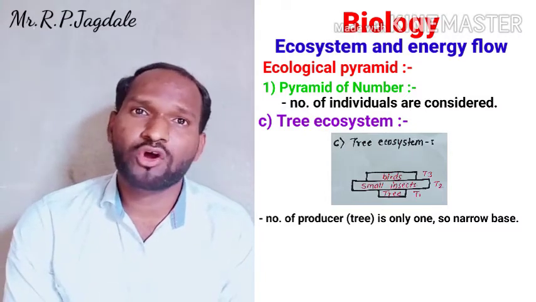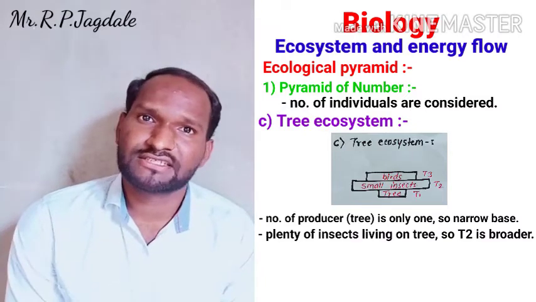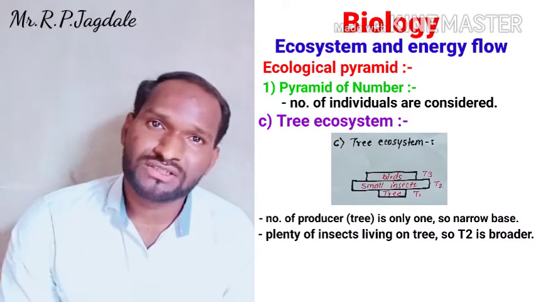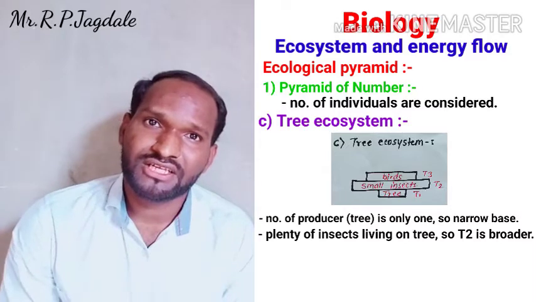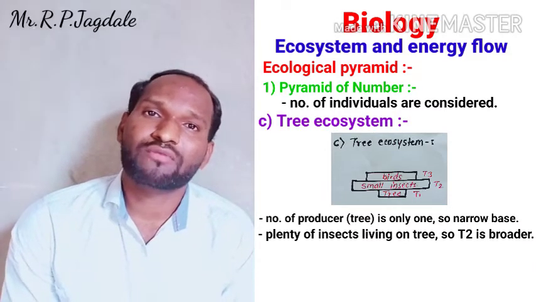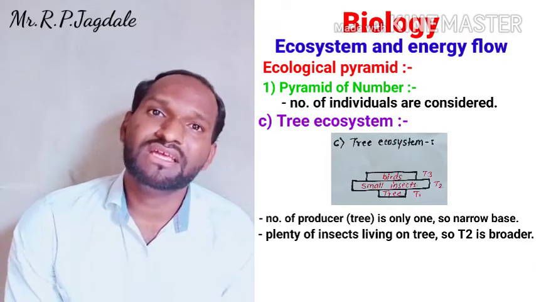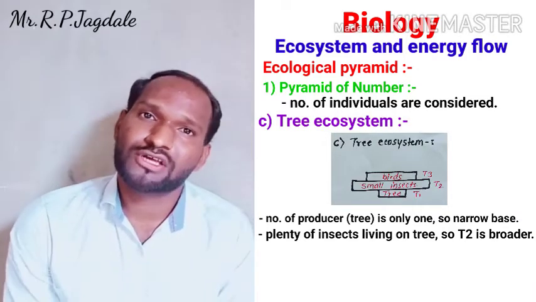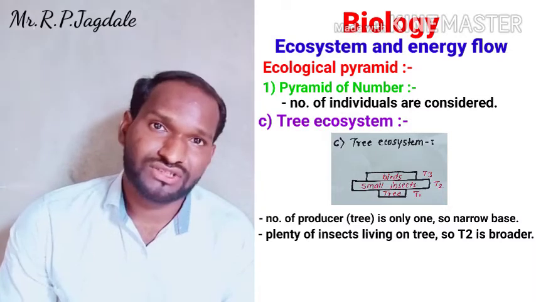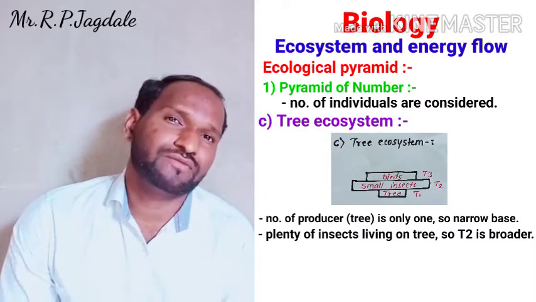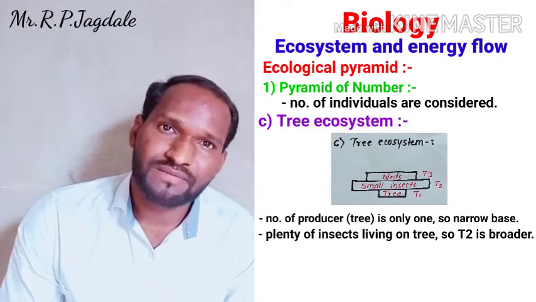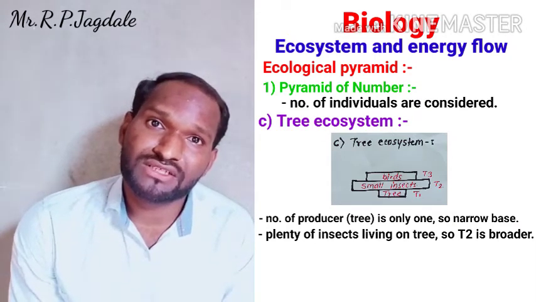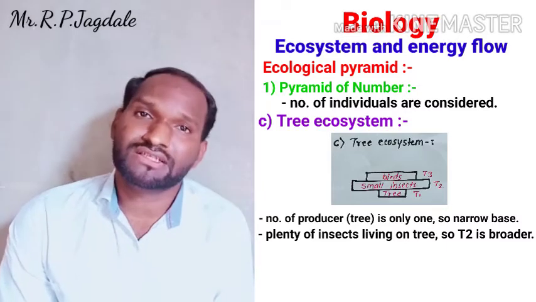Second, there are many small insects on this tree, or small birds. These are the second trophic level. These are nothing but the herbivores or primary consumers. So their number is very large. On one tree there are lakhs of insects, and small birds as well, so their number is high. So the producer at T1 is small, and then T2 is very large.